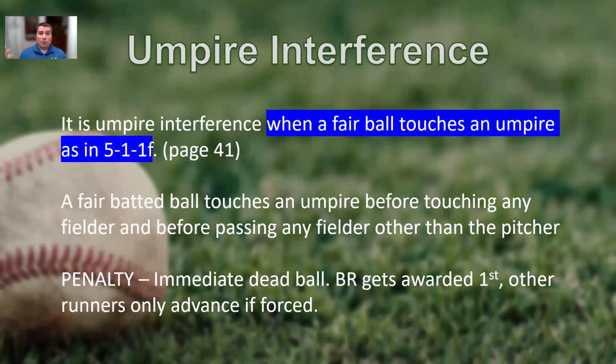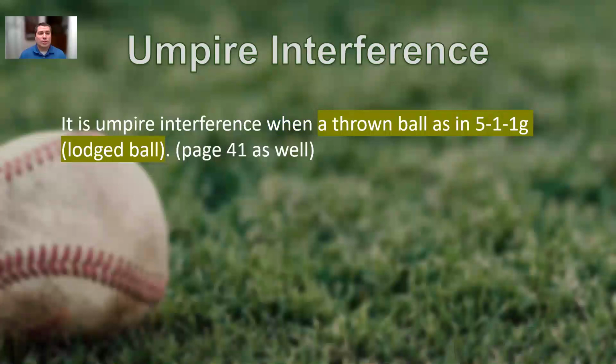And so therefore, you're just simply a part of the field. That's how this one works. So there we go. And then here's the third scenario. It is umpire interference when a thrown ball, as in 511G, which is talking about a lodged ball. This was also on page 41, which is just the next section down.